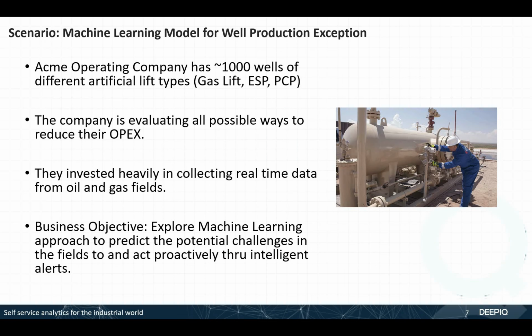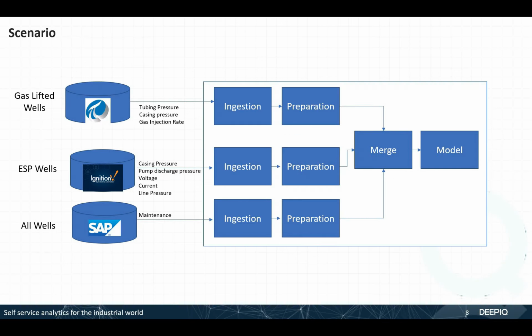So the scenario we're going to use in this webinar is Acme Operating Company. This company has thousands of wells. These wells have different artificial lift types from gas lift, electrical submersible pumps or ESP, and progressing cavity pump or PCP. Due to the downturn in the oil and gas industry, the company is now exploring all the ways of reducing their operating expenditure. Recently, there has been significant increase in the production cost of their ESP wells. Acme would like to use their data to develop a machine learning model to predict the issues in operating these wells. Let's look at how we can solve this problem.